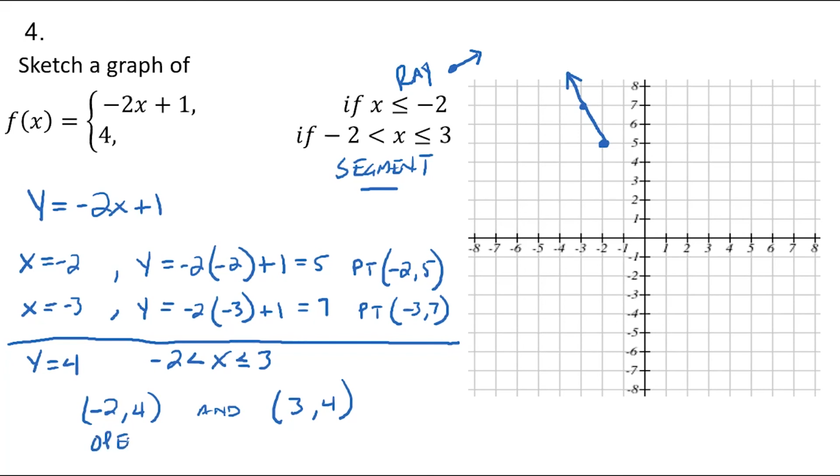The reason why it's going to be open is if you look up here at the rule, there's no equal sign underneath it. It's just strictly less than. That makes it an open endpoint. And then over here, you have less than or equal to 3, so this one's going to be closed. So at 3, we have a closed endpoint, and all these values in between are included in our segment.